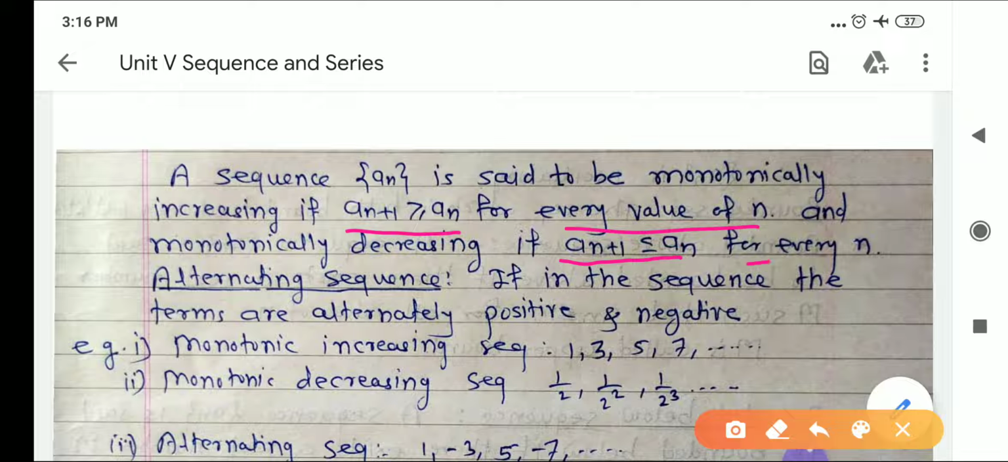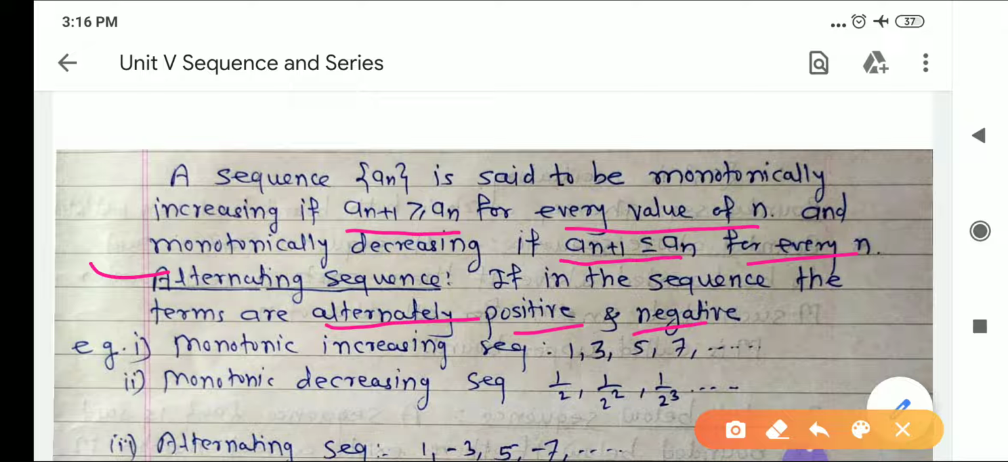Again, one more important sequence is the alternating sequence, because in our syllabus alternating series is given. So how do we write an alternating series? With the help of an alternating sequence. So what is meant by an alternating sequence? If in a sequence the terms are alternately positive and negative, such a sequence is called an alternating sequence.